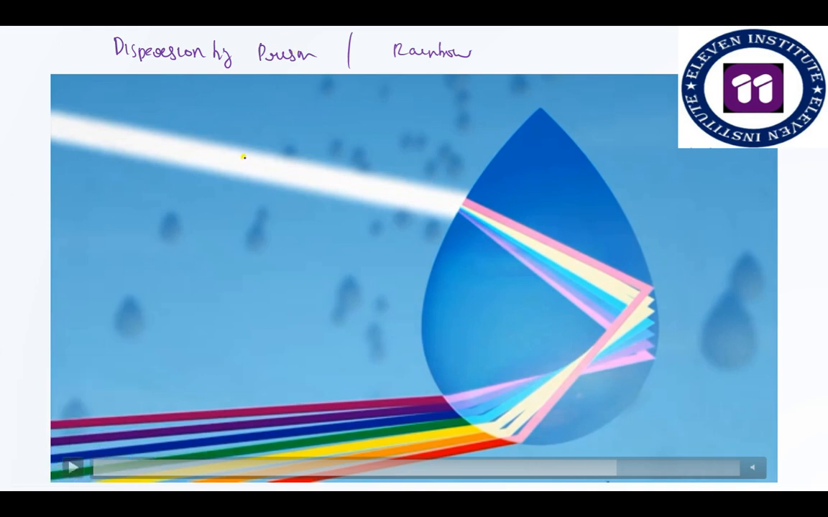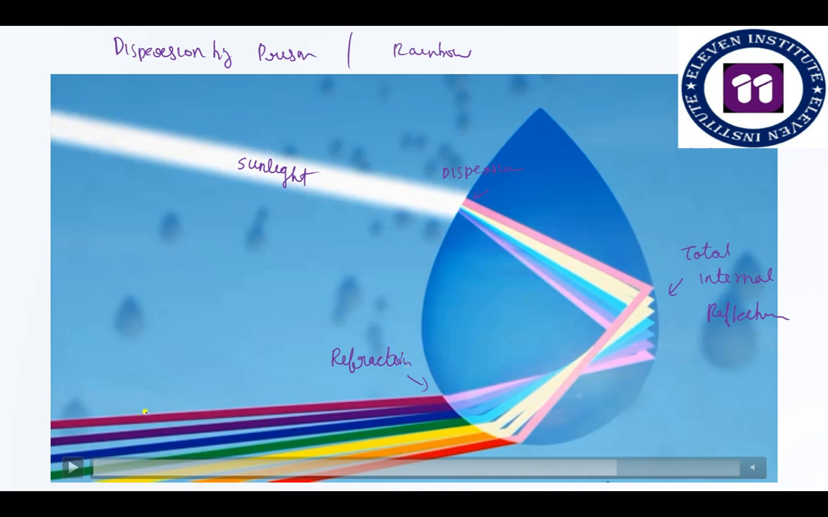Right? What is this? This is sunlight. Then over here, what happens? Dispersion. Here, what happens? Total internal reflection. And they come again out over here and they undergo refraction.